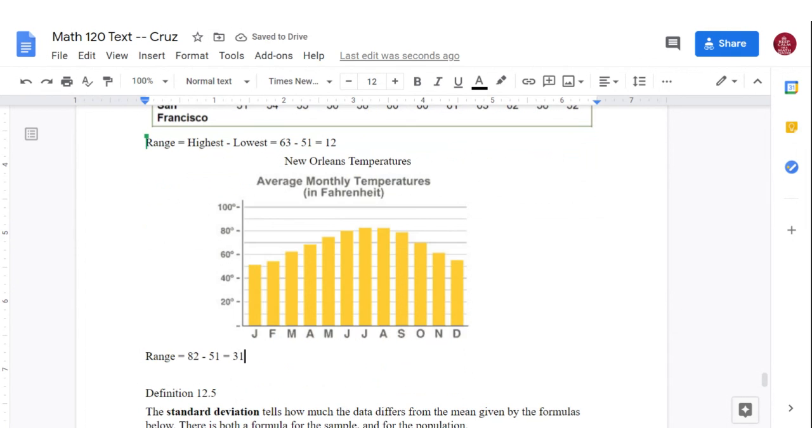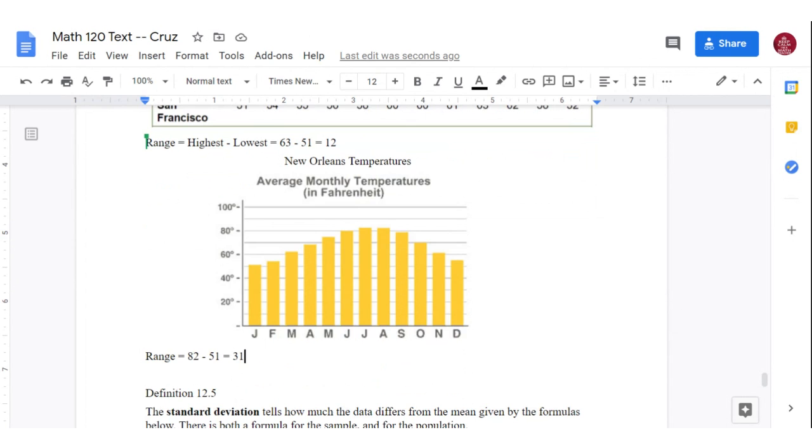Now, if you compare the 12 to the 31, then you get more of a meaning to things. So what it essentially says is that during the year in San Francisco, the temperatures basically stay within a 12 degree range throughout the year. And in New Orleans, it's got more variation. So we've got 31 degrees variation. So you've got more seasonal change, you could say, throughout the year here than you would in a place like San Francisco.